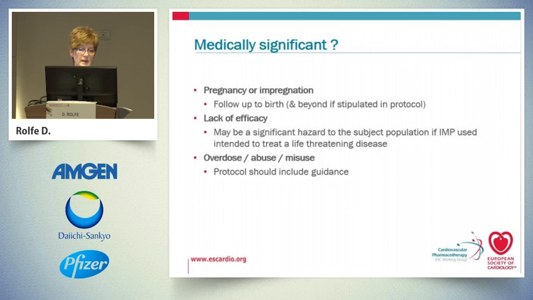What about overdose, abuse or misuse? The protocol should also include guidance here, and this again is something that the pharmacy department may help you with. They would need to make sure that if there is a procedure in place, and the patient turned up in casualty having had an overdose of the drug that you are looking at, that if there is something that patient would be required to have, it's actually in stock, it's available, and everybody knows how to use it.